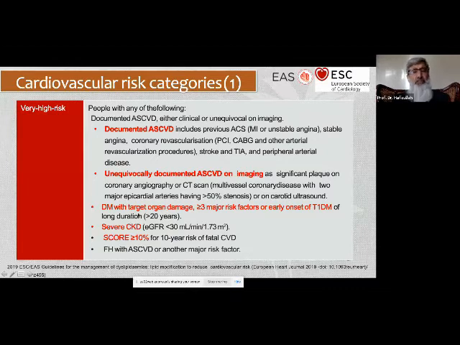And then diabetes. What sort of diabetes? Those people who have evidence of target organ damage or who have more than 3 major risk factors. So besides diabetes, if they have hypertension, high cholesterol, they're smokers, so they've got 3 major risk factors, or those who have an early onset of type 1 diabetes, more than 20 years. So there are 3 conditions, any of which you have to fulfill: 3 major risk factors, target organ damage, or early onset diabetes.